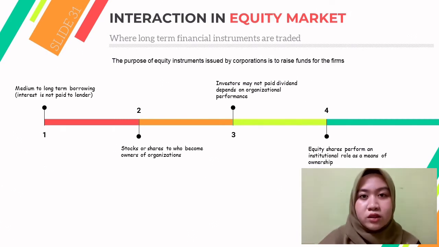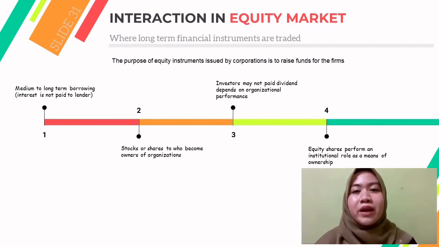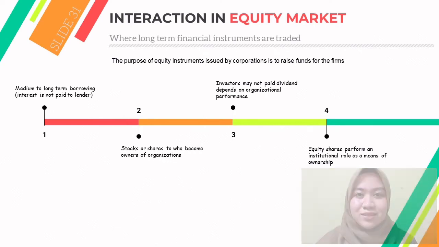Moreover, the stocks or shares will be given to who become the owners of the organizations. So the investor may not be paid dividends, depends on the organizational performance itself. And last but not least, equity shares perform an institutional role as a means of ownership of the stocks.